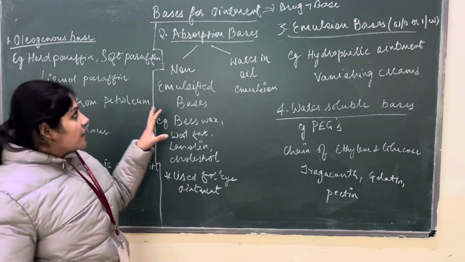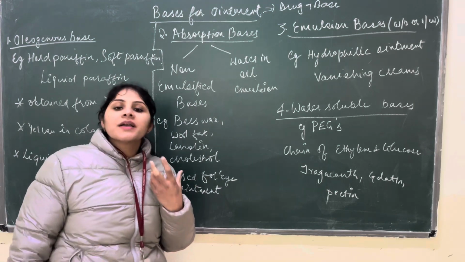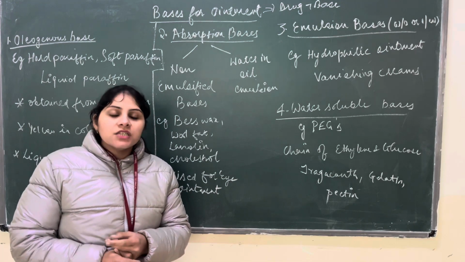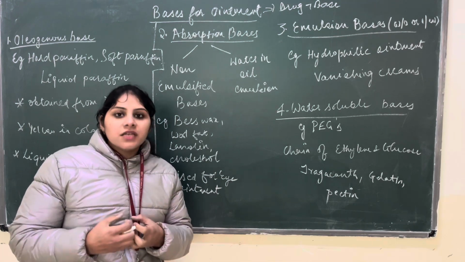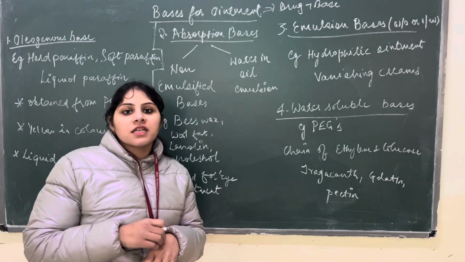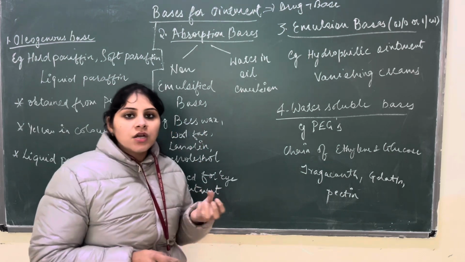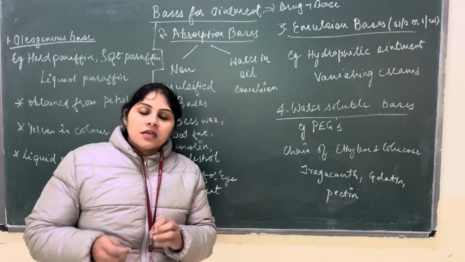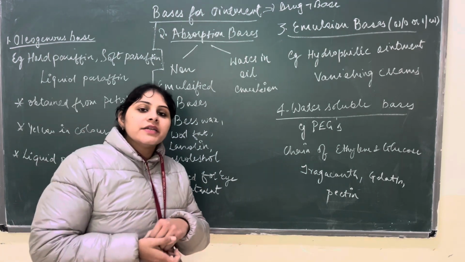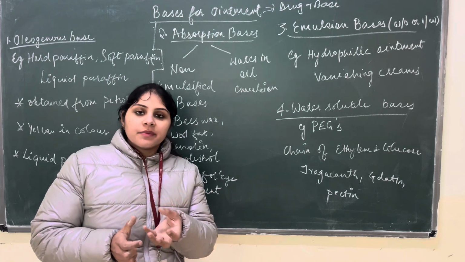We select the base with ideal properties: it should be compatible with our drug, non-toxic, and non-irritant to the skin also, and it should be able to penetrate into the deeper layer of the skin. So depending upon these ideal properties of the base, we select the base by checking the compatibility of base and drug also. If our drug is not compatible with the base, we cannot formulate that ointment formulation.